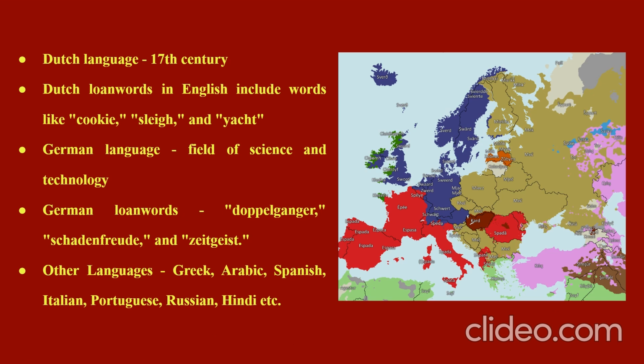Other languages that have influenced the English language include Spanish, Italian, Portuguese, Russian, and Indian languages. Spanish loanwords in English include words like fiesta, siesta, and adobe. Italian loanwords include words like pasta, pizza, and cappuccino. Portuguese loanwords include words like jungle, samba, and caprina.